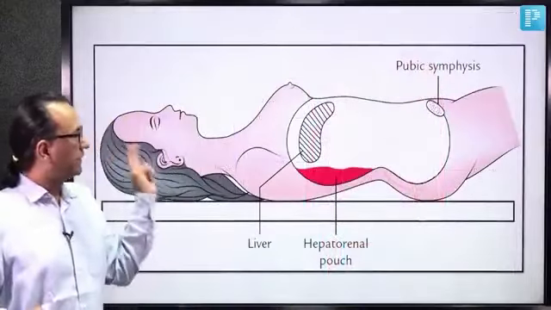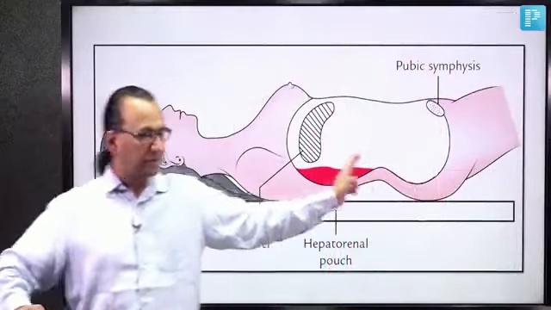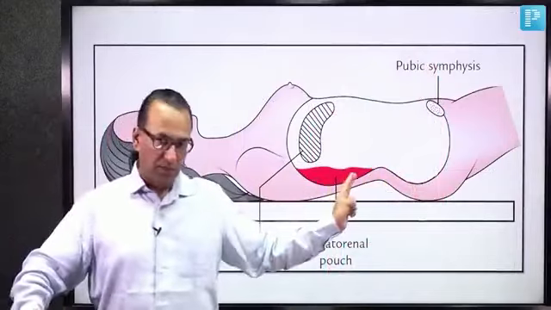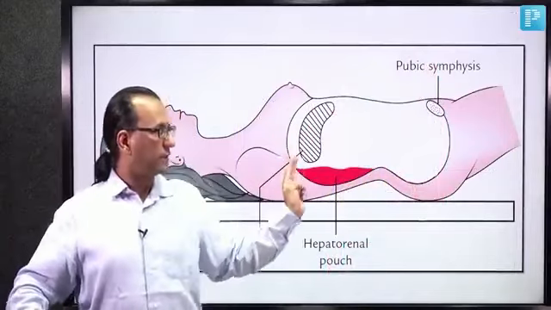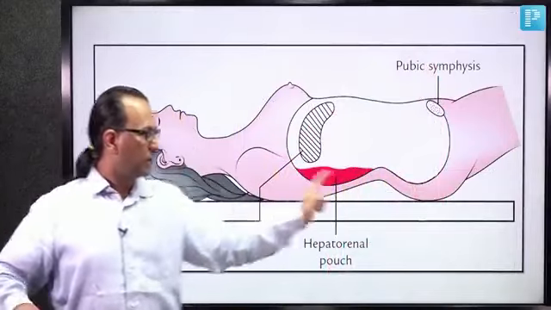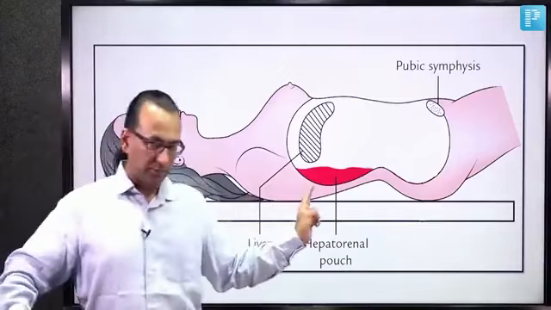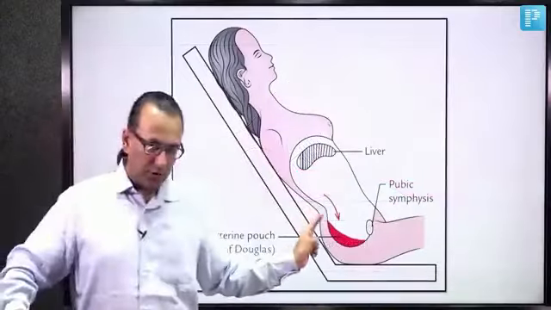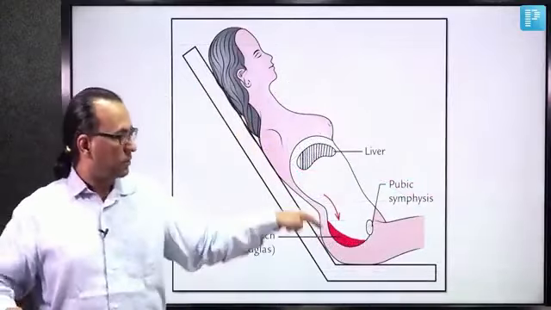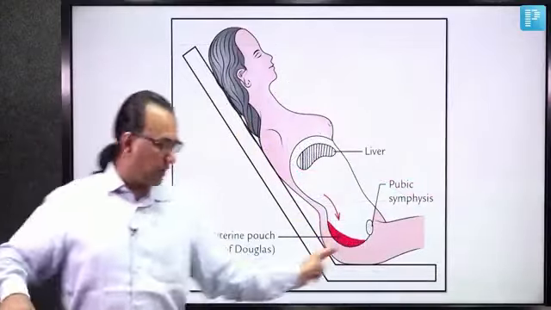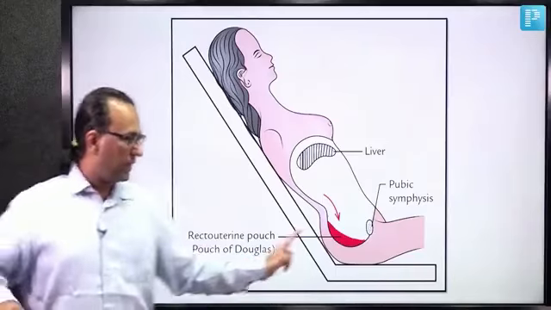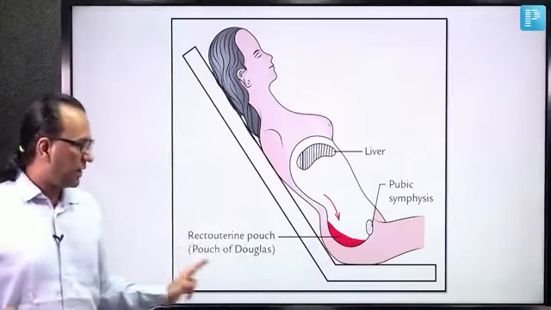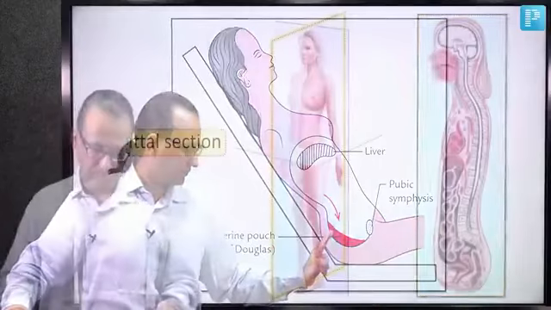So as we are suggesting, post-operatively, when the patient is in supine posture, the pus from the lesser sac will be collected into the hepatorenal pouch of Morrison. And as the patient becomes semi-recumbent or erect, the pus will be trickling into the rectouterine pouch of Douglas in case of a female. And this pelvic abscess can be drained per vagina.